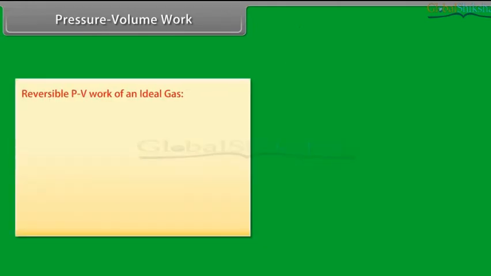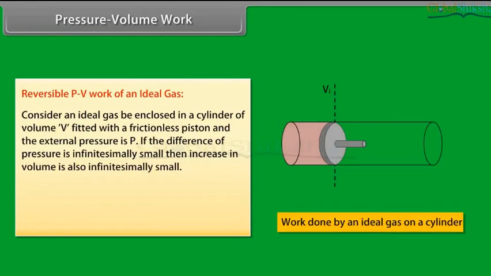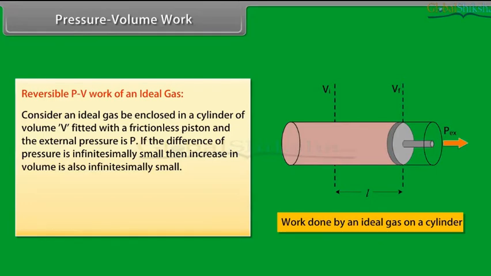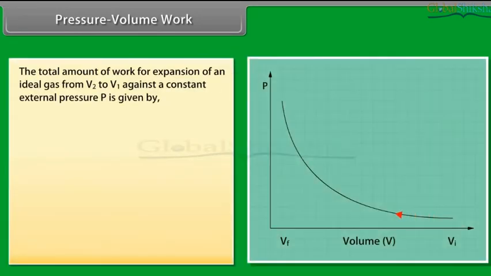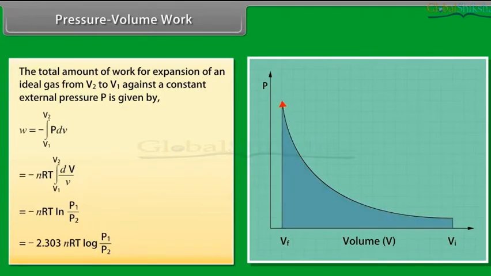Reversible PV work of an ideal gas. Consider an ideal gas enclosed in a cylinder of volume V fitted with a frictionless piston and the external pressure is P. If the difference of pressure is infinitesimally small, then the increase in volume is also infinitesimally small. Now, work done by the system due to pressure volume work is also small. The total amount of work for expansion of an ideal gas from V1 to V2 against a constant external pressure P is given by minus 2.303 nRT log P1 upon P2.